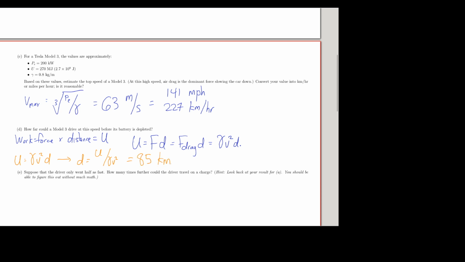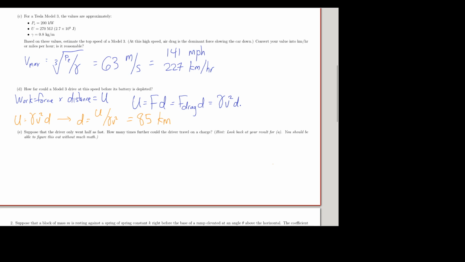Now you might say going 85 kilometers on one battery charge, that's not very far, right? But keep in mind this is going at 140 miles an hour, 227 kilometers per hour. So here in part E, we're going to do some proportional reasoning.